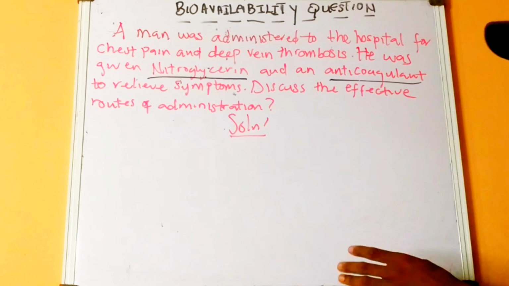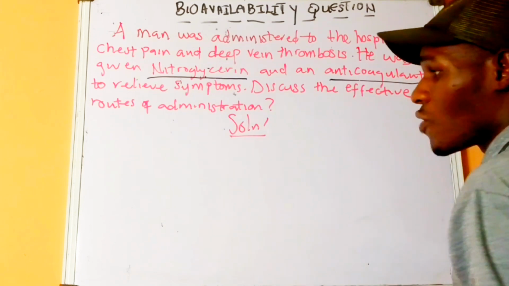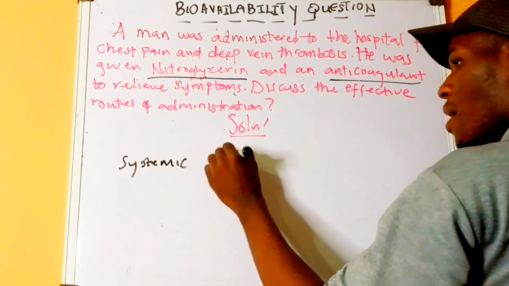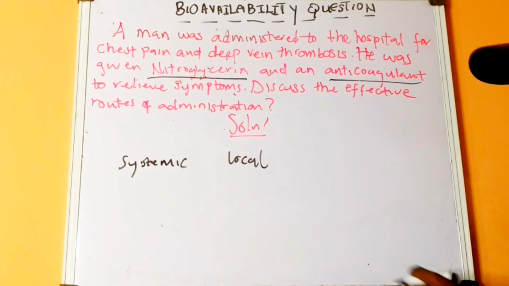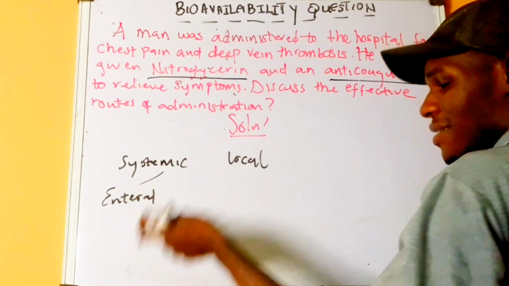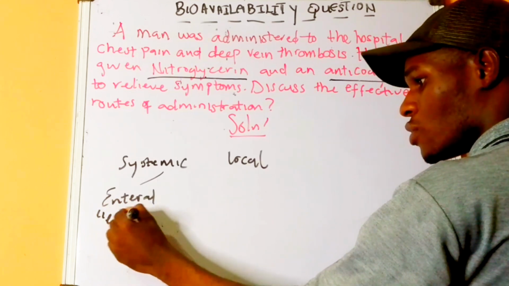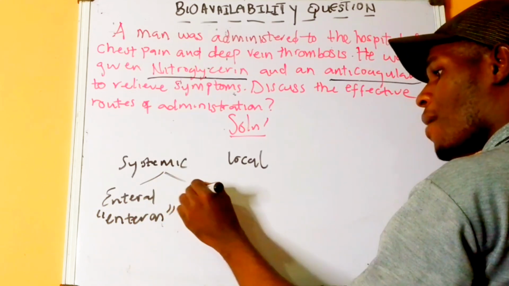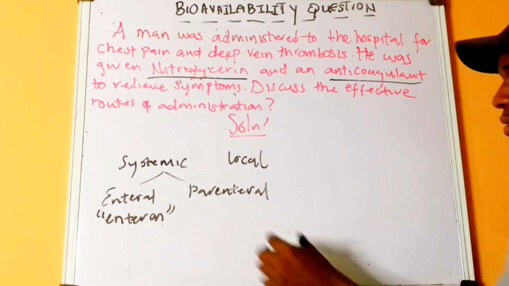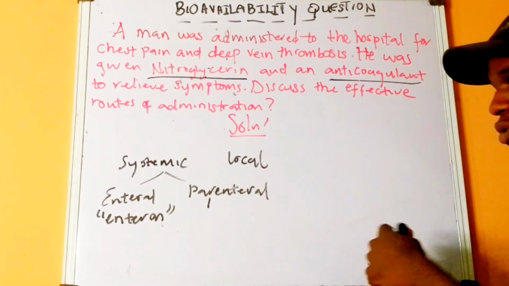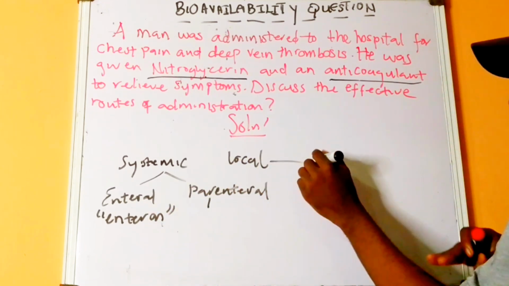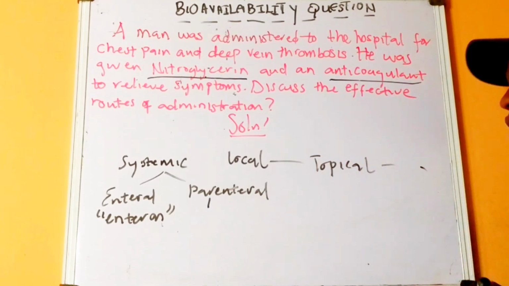If we want to discuss the route of administration, we know that there are two major routes. We have the systemic route, that is inside the body system, and we have the local route, that is outside the body system. Inside the systemic route, we have enteral, that is inside the enteron, meaning small intestine, and parenteral. Parenteral is into the bloodstream, or outside the GIT. And for local, we have the skin surface, which are the topical and so on and so forth.